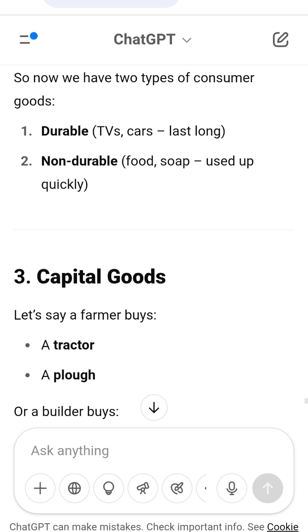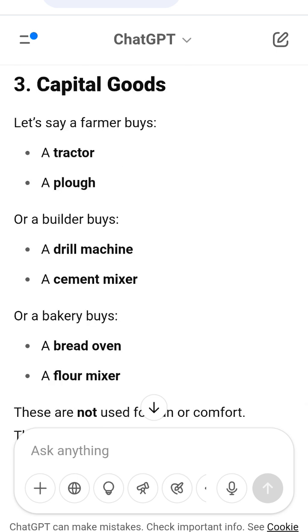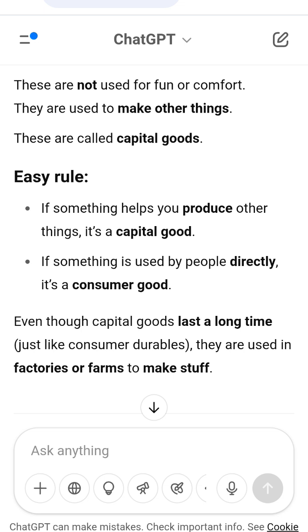3. It bakes cookies and sells them in stores. The cookies are non-durable consumer goods. People eat them quickly. 4. Someone buys a microwave for their home to warm cookies. That microwave is a consumer durable. It lasts for years and is used at home.